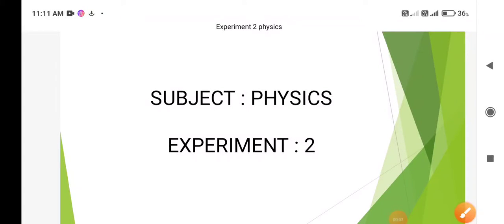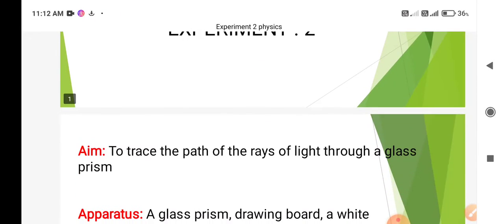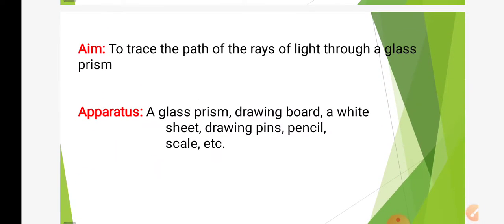Good morning, children. In this video, we are going to learn experiment number 2 of subject physics. The aim of the experiment is to trace the path of the rays of light through a glass prism. Now, here we are going to learn how the refraction is taking place inside the prism. That means we are using a prism to study the refraction phenomena.